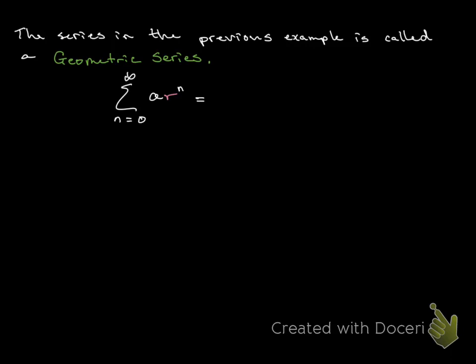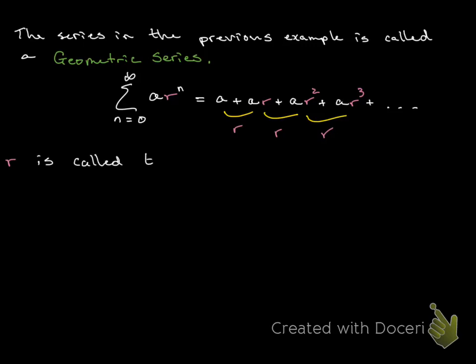The sum from n equals 0 to infinity of a times r to the n. If I write these terms down, I see a, plus a times r to the first, plus a times r squared, plus a times r cubed, and so on and so forth. I notice that when I go from one term to the next, there's a common ratio of r. R is being multiplied each time. I'm adding a power of r. We say r is called the common ratio.